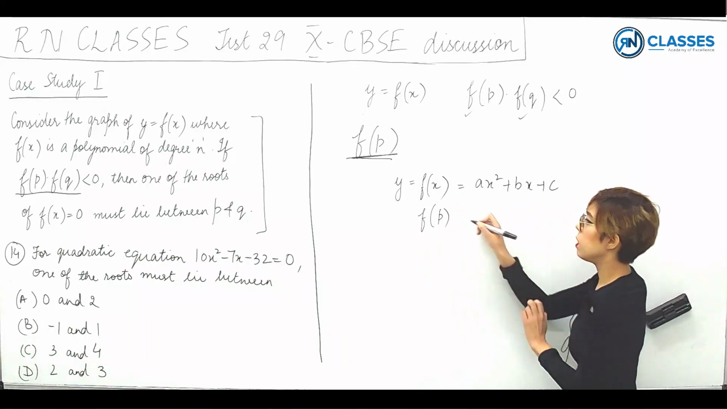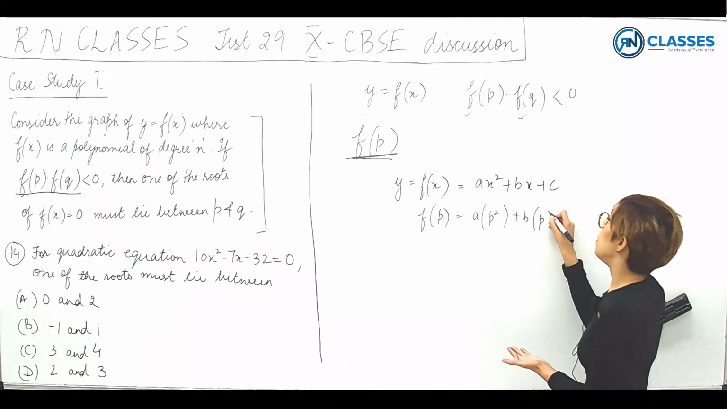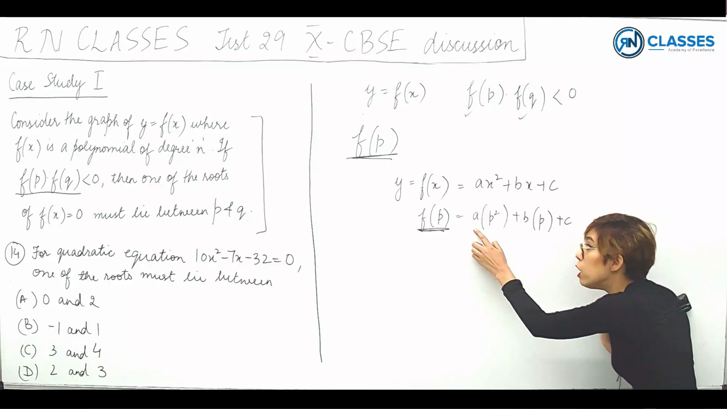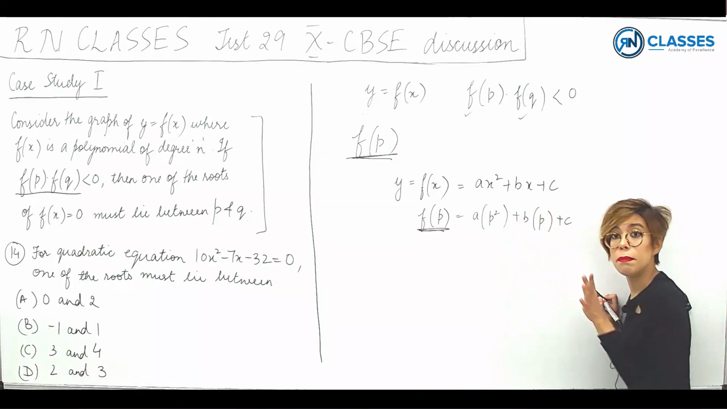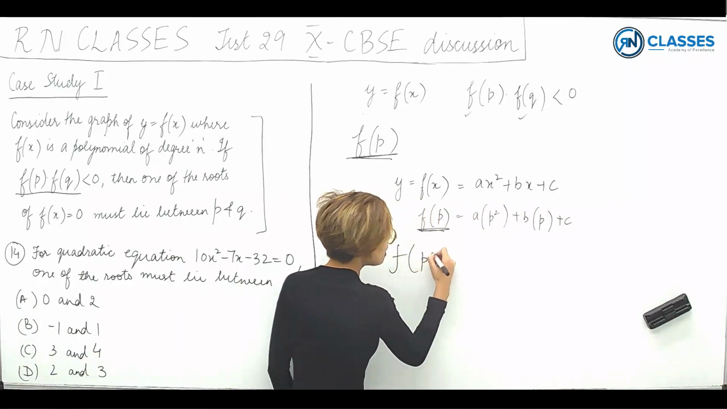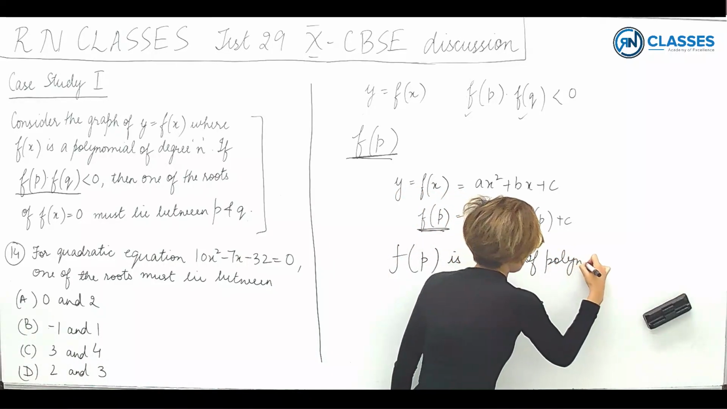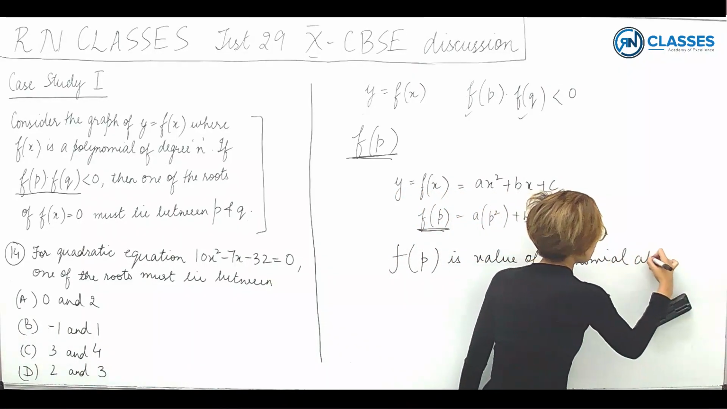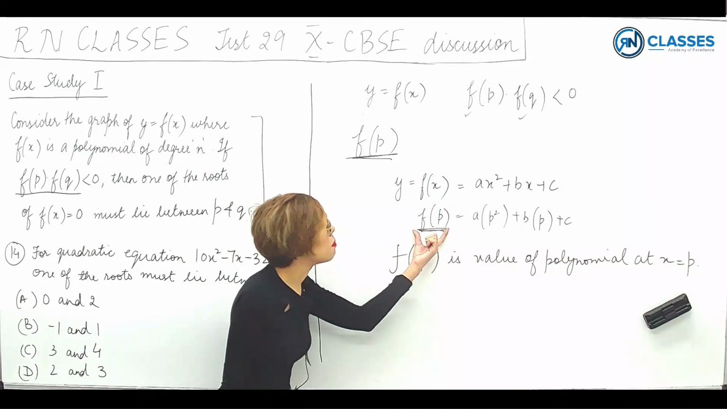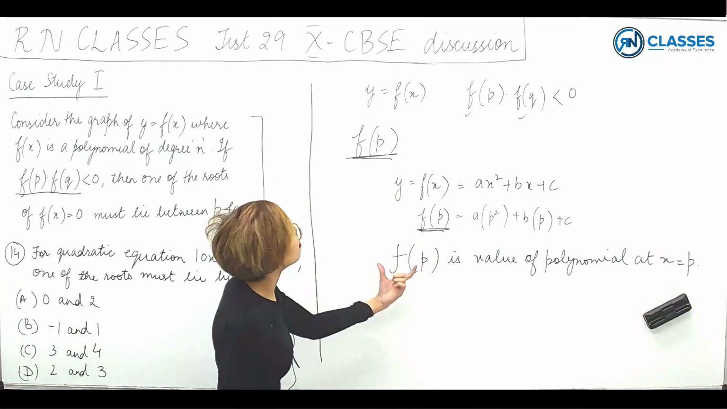So, f of p, यहाँ पे किया, यहाँ पे भी करोगे, is equal to a into p square plus b into p plus c. That means f of p is nothing but the value of the polynomial at x equal to p. Do you understand that? F of p is the value of the polynomial at x equal to p. Right? And also this value can be ascertained from the y coordinate. Okay, so I understand what f of p means.